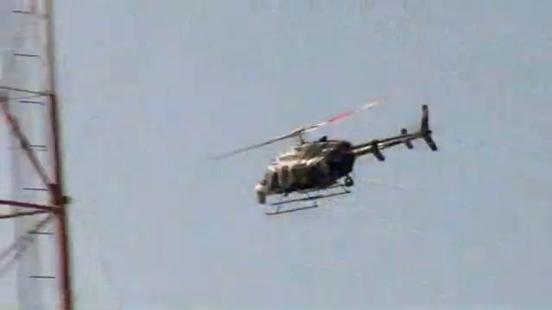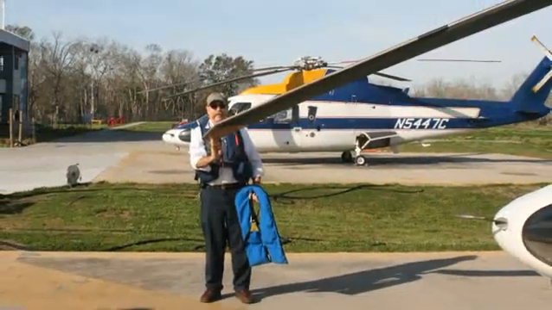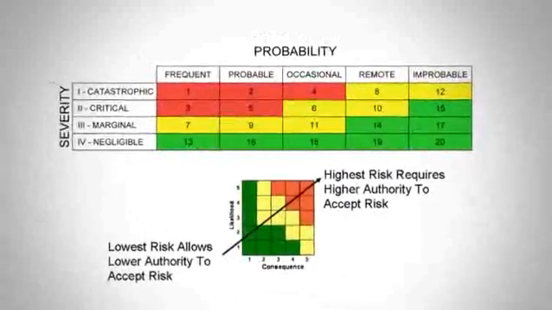The challenge doesn't stop there, though. Once you start looking for hazards, you might be amazed at how many you find. Organizing and addressing them can quickly become a daunting task, but it's a necessary one. A useful tool for organizing and addressing hazards is a risk matrix.